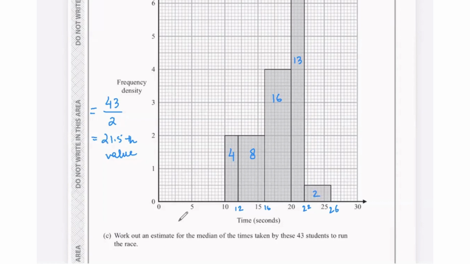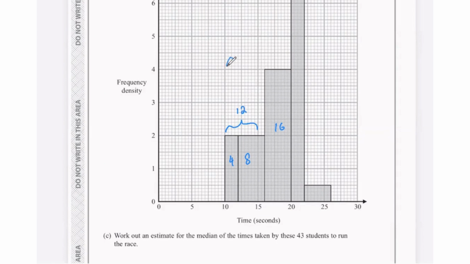Now, median value, which is 21.5th value, that's going to come in the interval 16 to 20. Why? Because 4 plus 8 is 12, and this is going to be our first 12 values. Since 21.5th value is going to be our median value, 21.5 minus 12 is 9.5. That means we need to find the 9.5th value in this region.